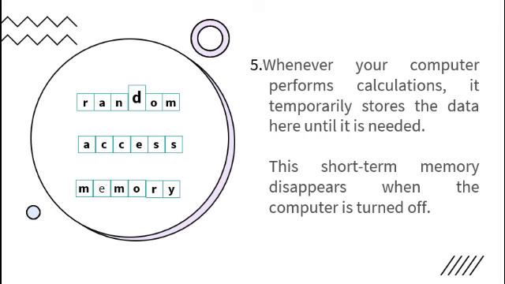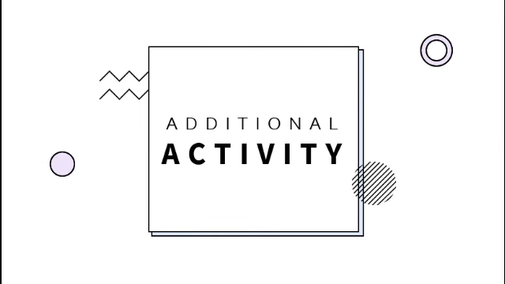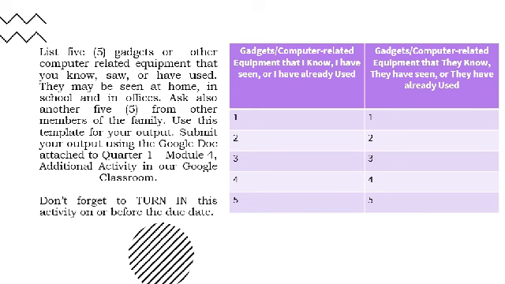Great job! Now, let's proceed to this additional activity. In this activity, you are going to list five gadgets or other computer-related equipment that you know, saw, or have used. They may be seen at home, in school, and in offices. Ask also another five from other members of the family. Use this template for your output. Submit your output using the Google document attached to Quarter 1 Module 4 additional activity in our Google Classroom. Don't forget to turn in this activity on or before the due date.